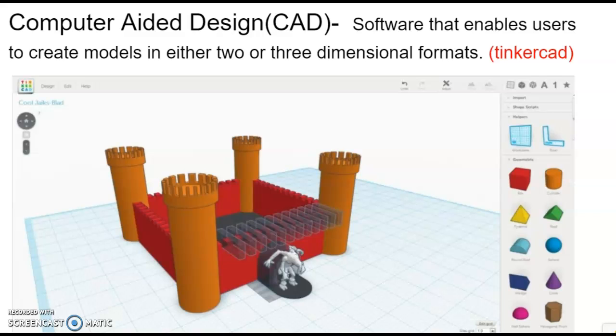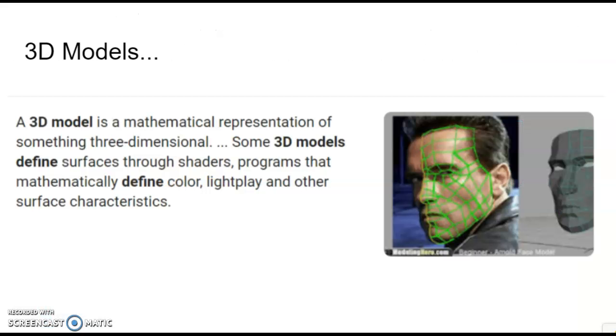So we're doing computer-aided design, which is basically a software that lets us or enables us to create models in either 2 or 3-dimensional formats. And a good example of that is Tinkercad, which is something we're going to use. So for us, our 3D models that we're making, it's basically, according to Google, a mathematical representation of something 3-dimensional.